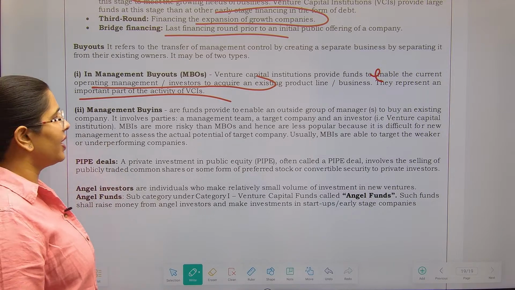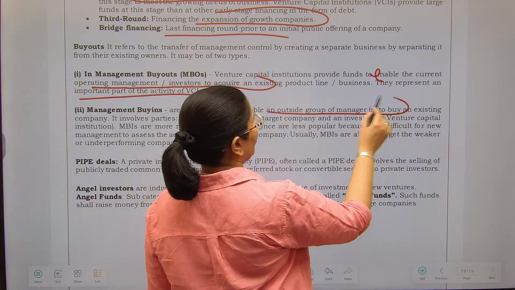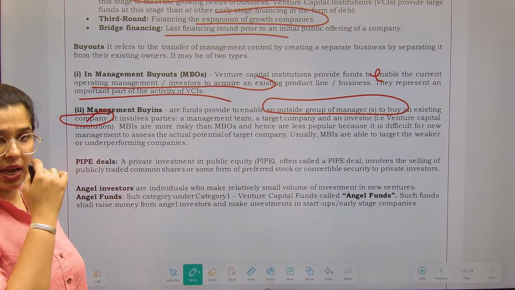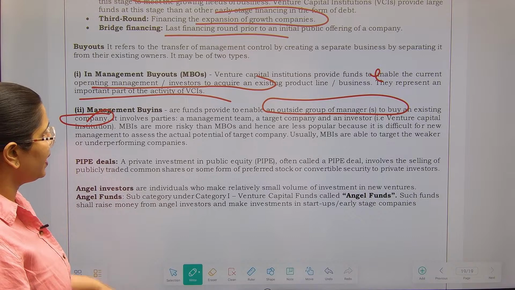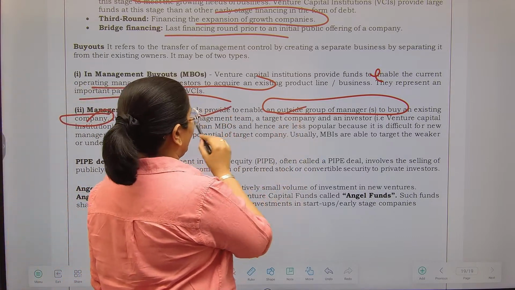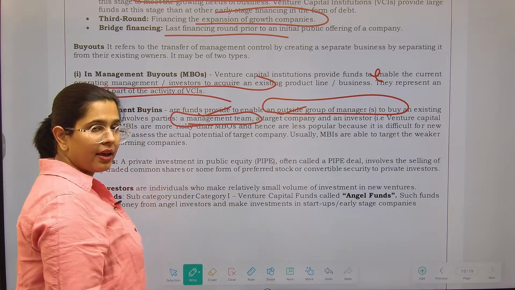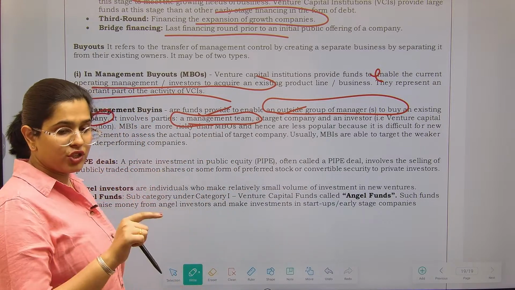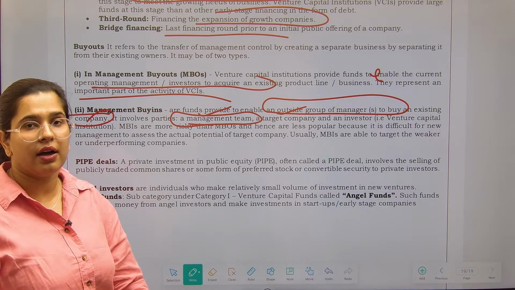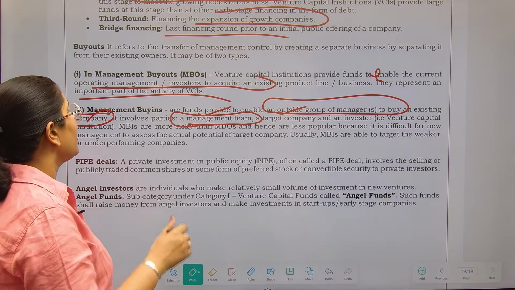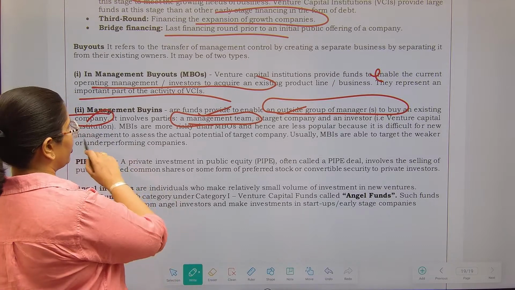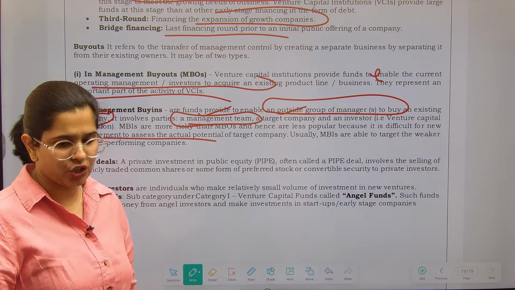Management buy-ins, these are the funds provided to enable an outside group of managers to buy an existing company. That means you are giving the funds to the outsiders so that they can buy the existing company. In a management buy-in, there are three parties. The management team, the interested people who are trying to buy a company, then you have the target company which you are seeking to acquire, and then you have the investor, that is the venture capital institution which is investing the money. MBIs are more risky than the MBOs and hence are less popular because it is difficult for the new management to assess the actual potential of the target company.